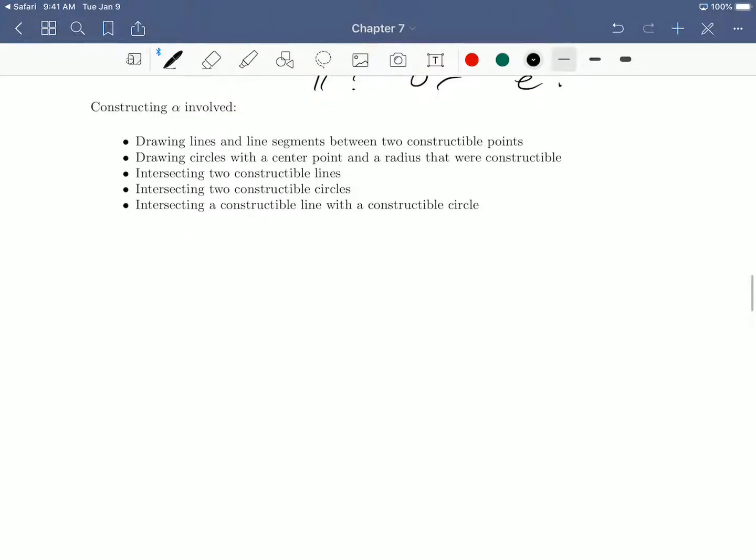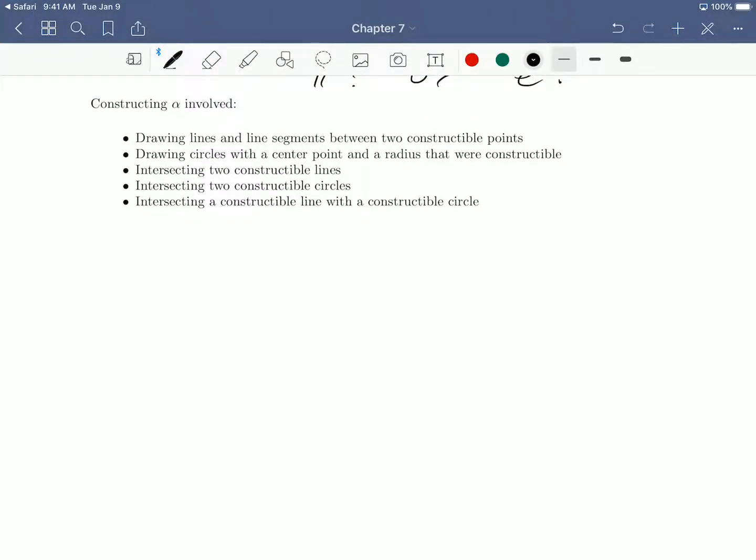The way we're going to study this is by thinking about exactly what a construction is. A construction is a set of steps, each of which is just drawing lines and circles. So constructions are drawing lines and line segments between 2 points that we knew we could construct, drawing circles with a center point and a radius that we could construct, intersecting 2 lines, intersecting 2 circles, or intersecting a line with a circle. That's it. Those are the only things you can do with a compass or straight edge. You can draw lines, you can draw circles, and you can look for intersection points of those things.